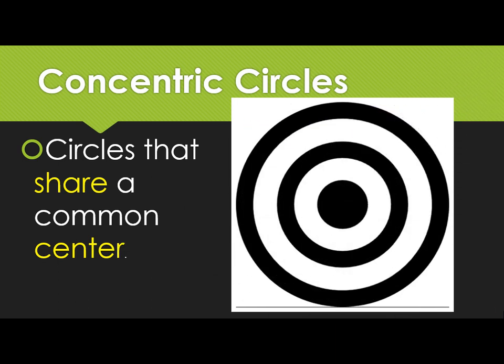Concentric circles are circles that share a common center, like a bullseye. All of those circles have the same center, which is right here. The little black circle has that center, then the white circle has the center, then the black circle, the white circle, the black circle. They all have the same center.